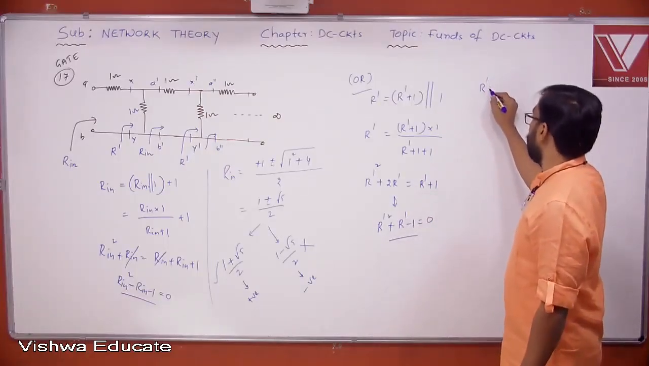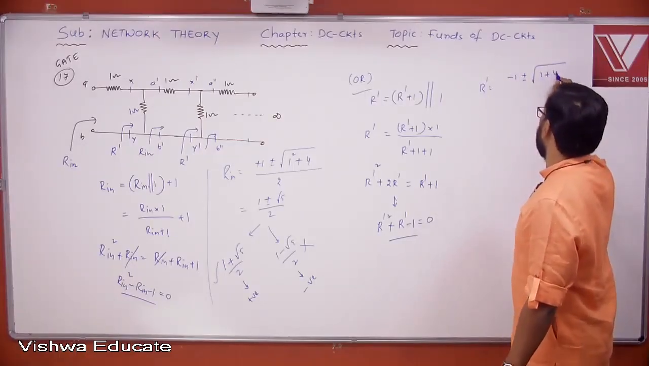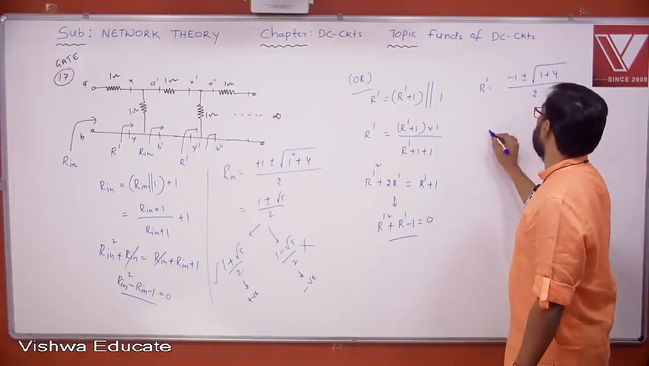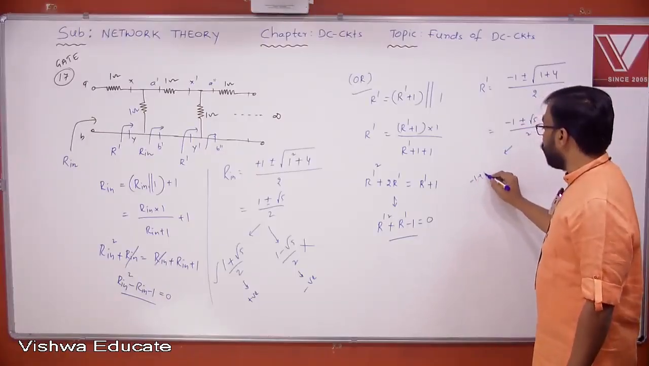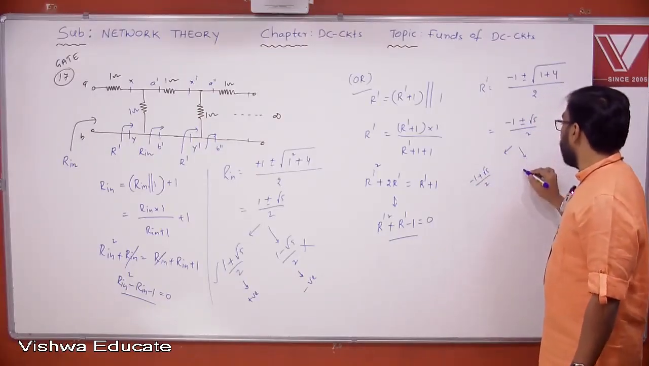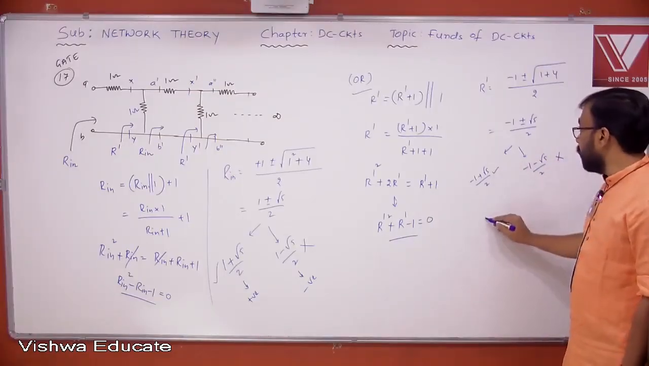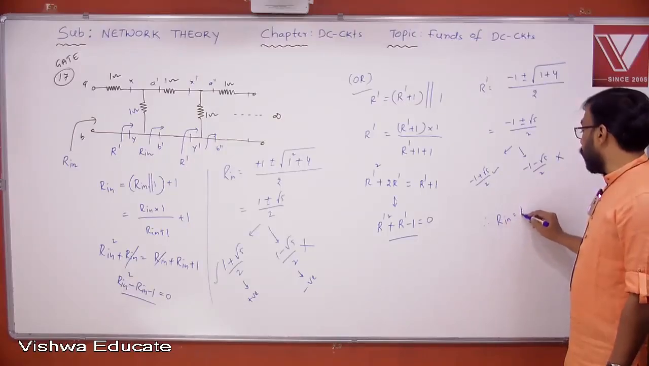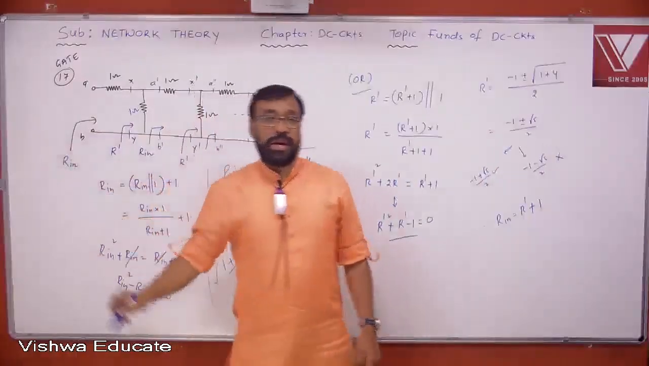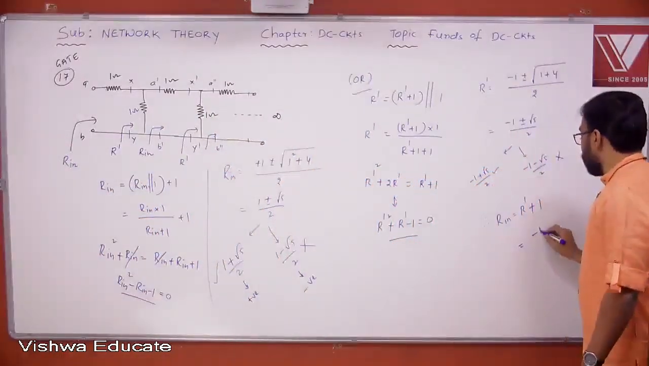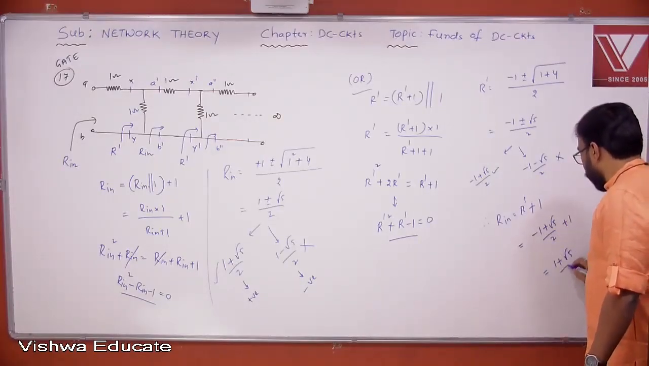Now what do you get? R dash is equal to minus 1 plus or minus root of 1 plus 4, by 2. Minus 1 plus or minus root 5 by 2. Again, minus 1 plus root 5 by 2 and minus 1 minus root 5 by 2. Obviously, I can rule out the second because it is a negative value, but the first is a positive value. Therefore, Rn will become R dash plus 1. I'm just adding this R dash to this 1 to get this Rn. I'm getting minus 1 plus root 5 by 2 plus 1, which is nothing but 1 plus root 5 by 2.